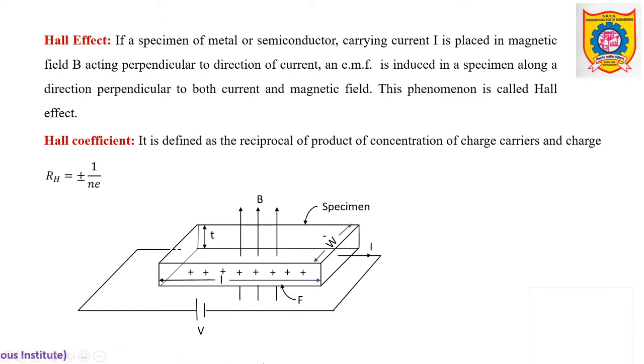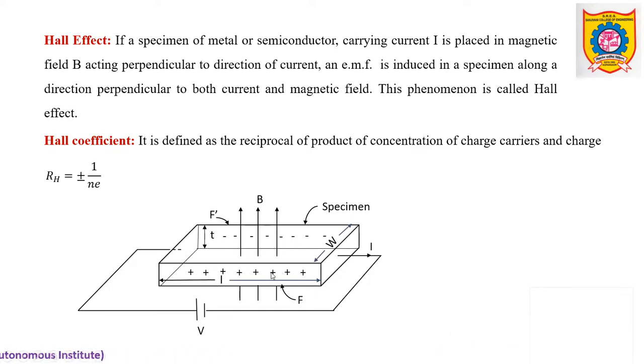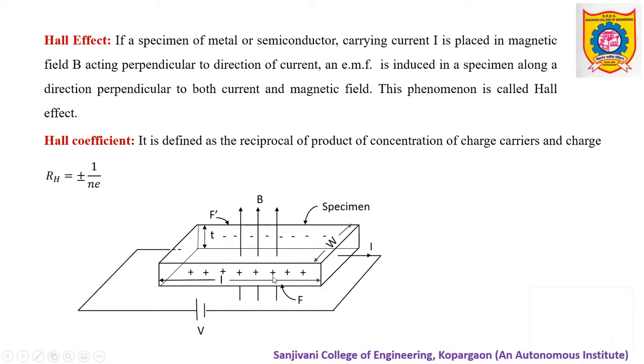For example, here I have considered that this front surface is F. Due to the Lorentz force, which is caused by the magnetic field, these holes are accumulated on this surface F, whereas electrons are accumulated on surface F dash, the rear surface. Though we are saying that the charges are accumulated, it does not mean that the charges are stationary on these two surfaces. The charges are still in motion.